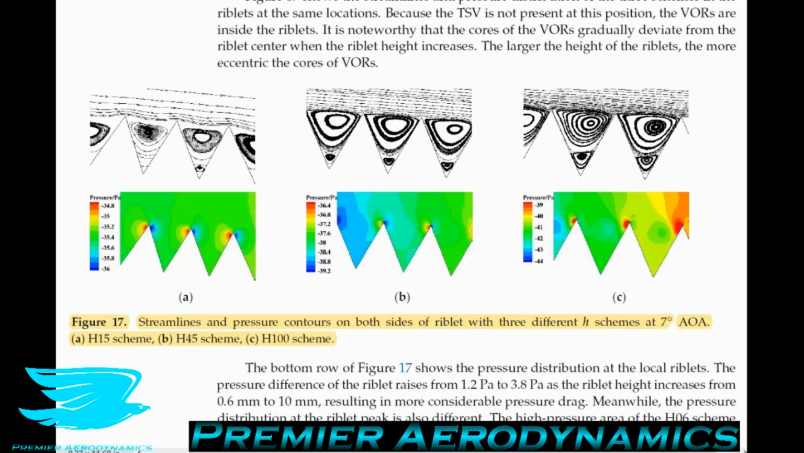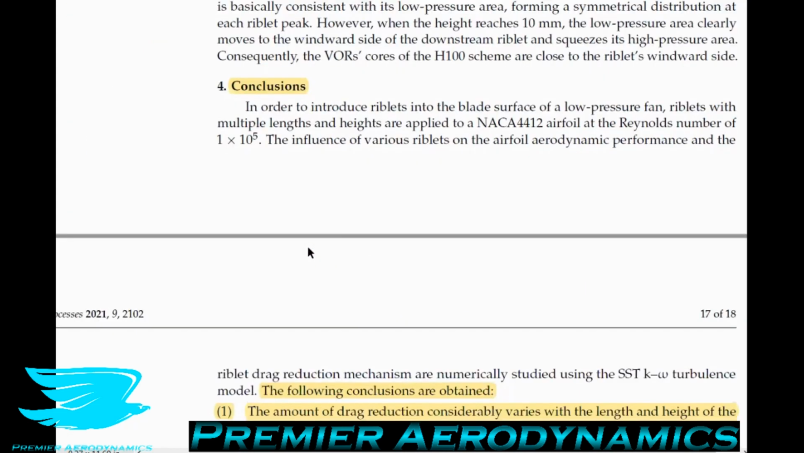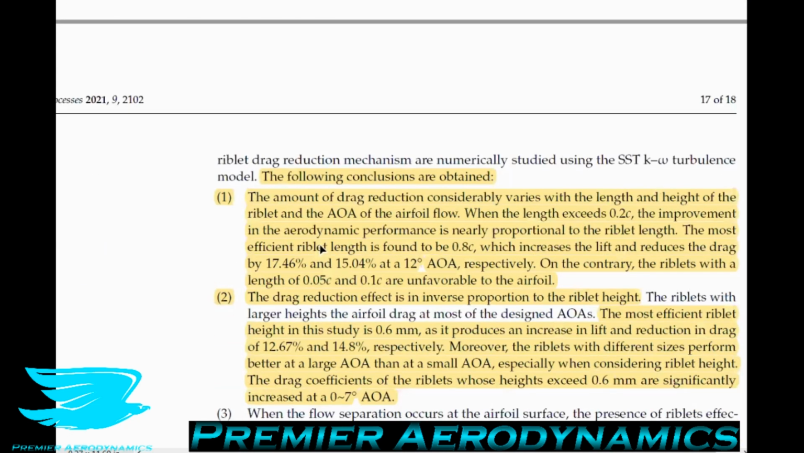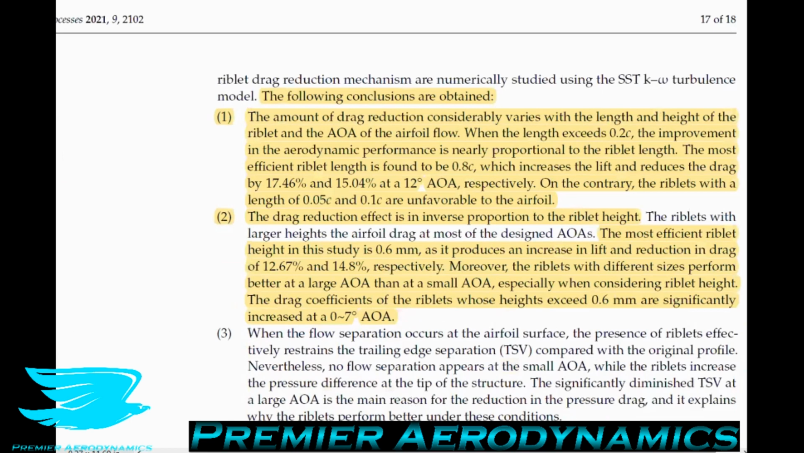So it is noteworthy that the cores of the riblet vortices gradually deviate from the riblet center when the riblet height increases. What's more, we also see induced vortices underneath as well. So we have this main vortex, and then this is inducing another vortex underneath in the very trough of the riblet. Now, the larger the height of the riblets, the more eccentric the cores of the riblet vortices are. So, in conclusion, the following conclusions are obtained regarding these riblets.